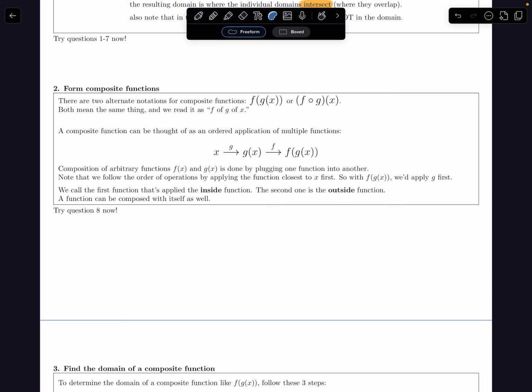Okay, folks, here we go. Now we're doing topic number 2, which is forming composite functions. And all a composite function is, it's a compound function. It's like a function of a function.